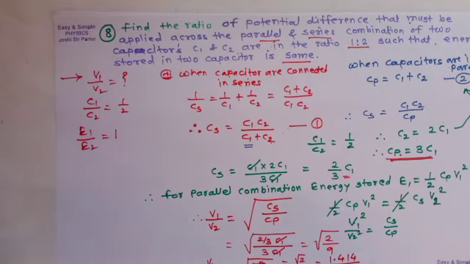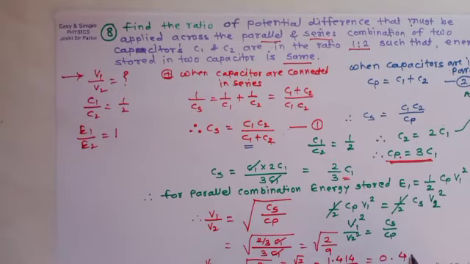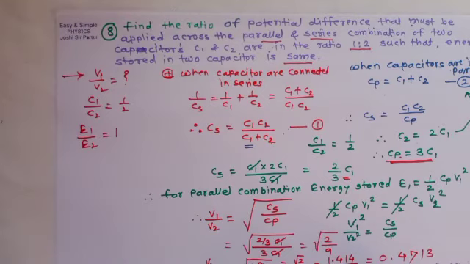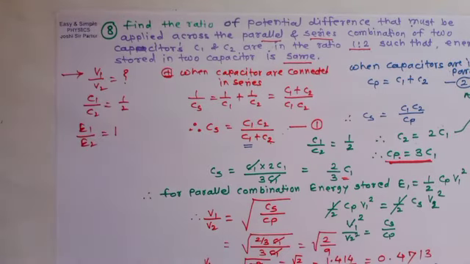If we divide it, 3 into 14 is 12, 2 remaining, 3 7s are 21, 3 1s are 3, 3 3s are 9. That will be 0.4713.